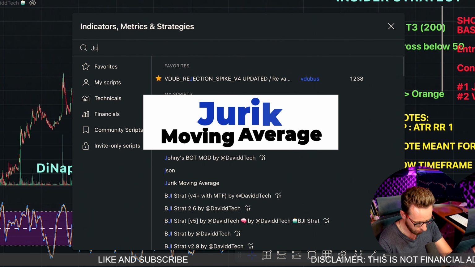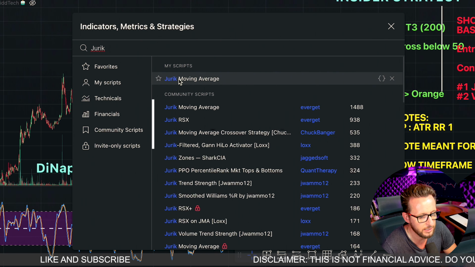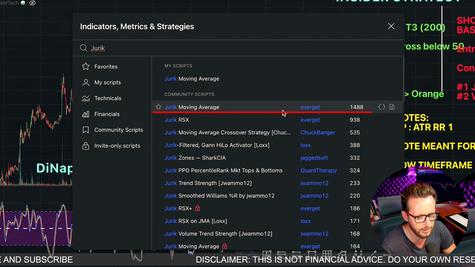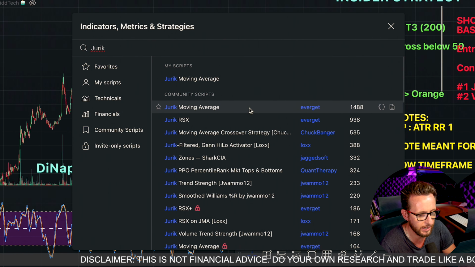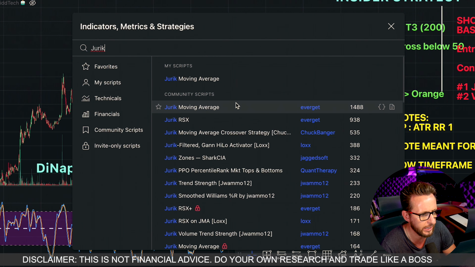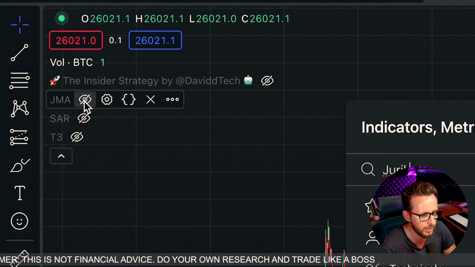Second one is the Zurich moving average, which is this one here by Guetta. Great developer, used a lot of his scripts before. So yeah, we're going to be adding that one to our charts as well. By clicking it, it will add it directly over here. I have it, as you can see already.